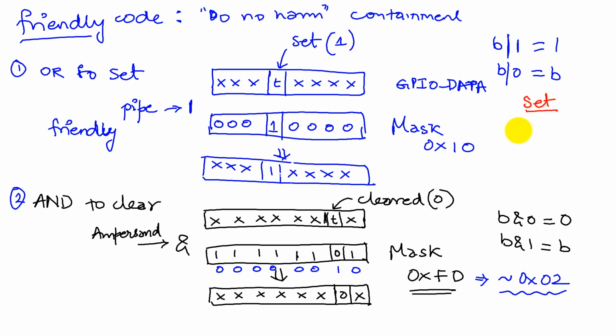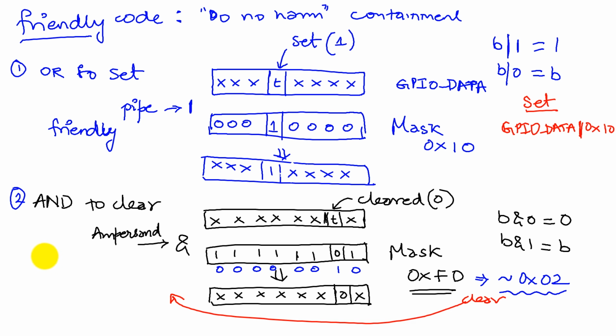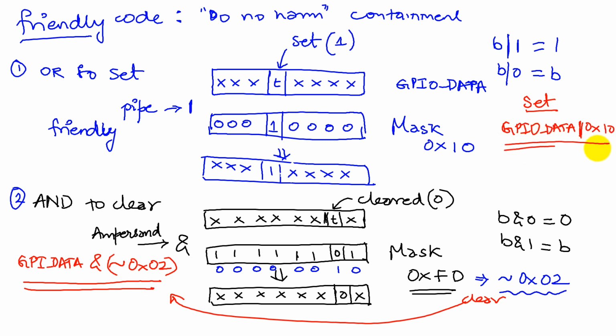Now, to summarize, to set, I do this operation, which is my target, in this case the GPIO data register, and I OR it with a mask of 0x10. To clear, I'm going to use the GPIO data register and I AND it with a NOT of 0x02. Sometimes it's much better to use parentheses so that it's much easier to read. So this is the operation I'm going to use to clear, and this is the operation I'm going to use to set.